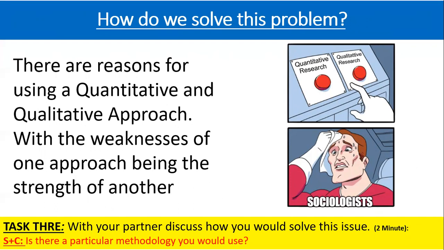Right, so there are reasons for using quantitative and qualitative approaches, with the weaknesses of one approach being the strengths of the other. So for example, the strengths of quantitative research is that it's reliable. That's not a strength of qualitative data. Whereas on the flip side, qualitative data is very valid, has a lot of validity, whereas quantitative doesn't. So really, they're the polar opposites in their strengths and weaknesses. So just have a think, just a reflection, what could sociologists do to solve this issue?